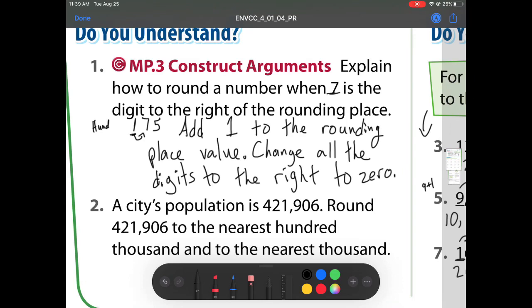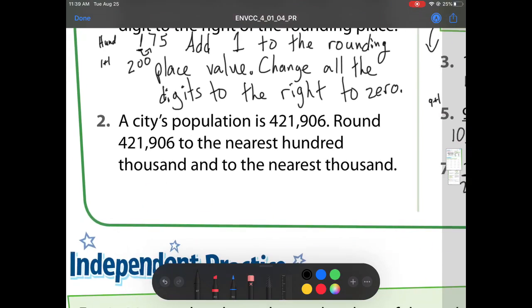So what would this number round to? Well, let's see. 5 or more, we add one more. So we'd have 1 plus 1 is 2. So that hundreds becomes a 2. So we have 200. Look to the right, put zeros in sight. So that number would round to 200.